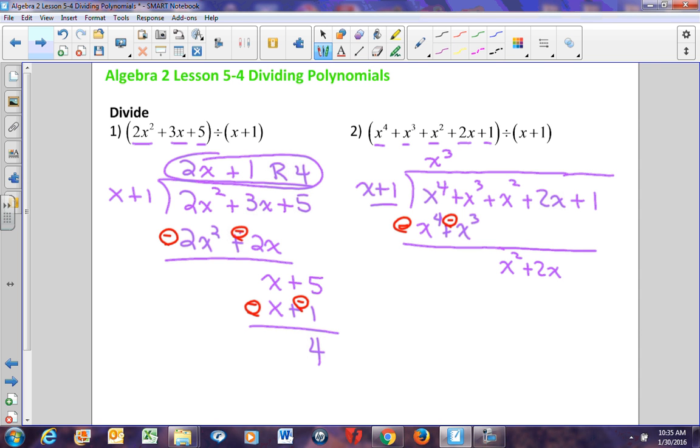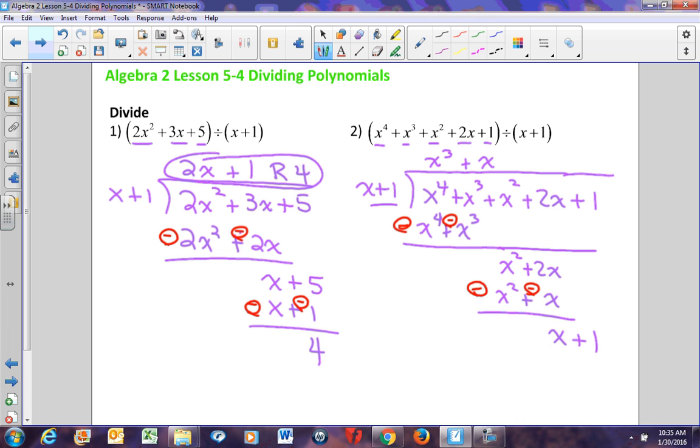What do I need to multiply x squared by to get x squared? I need to multiply it by x. x times x is x squared. x times 1 is x. Subtract, so I'll change all my signs. x squared minus x squared is nothing. 2x minus x is x. And bring down my 1.